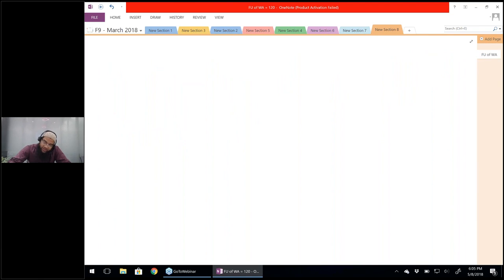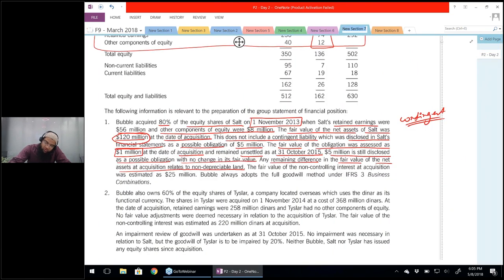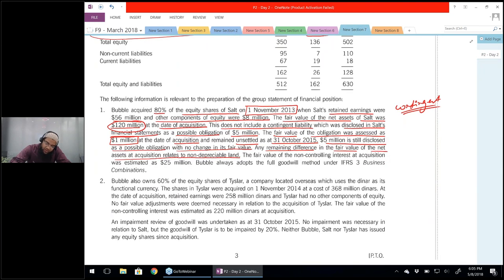The question further says that the fair value of the non-controlling interest at acquisition was estimated as 25 million. So this is the fair value of NCI. Bubble always adopts the full goodwill method under IFRS 3 Business Combinations. So we will be using this fair value of NCI while calculating the goodwill in working number 2.